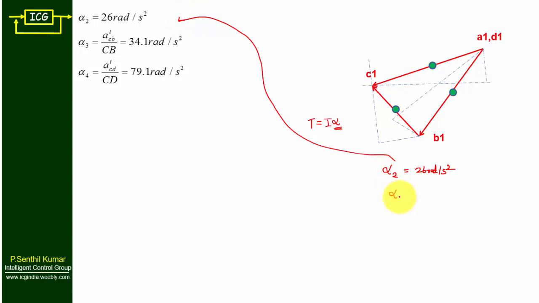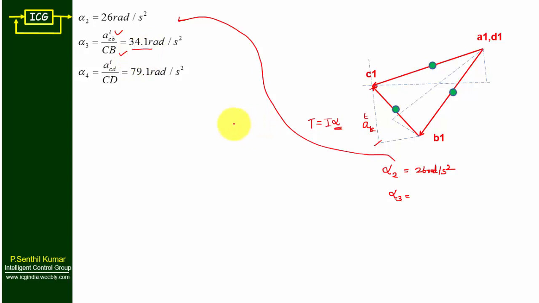Then angular acceleration of the connecting rod, that is BC, equals A tangential of BC divided by BC. So where is A tangential of BC? This is BC. I think this is the A tangential of BC. Measure this distance divided by the CB value, and you will get 34.1 radian per second squared.